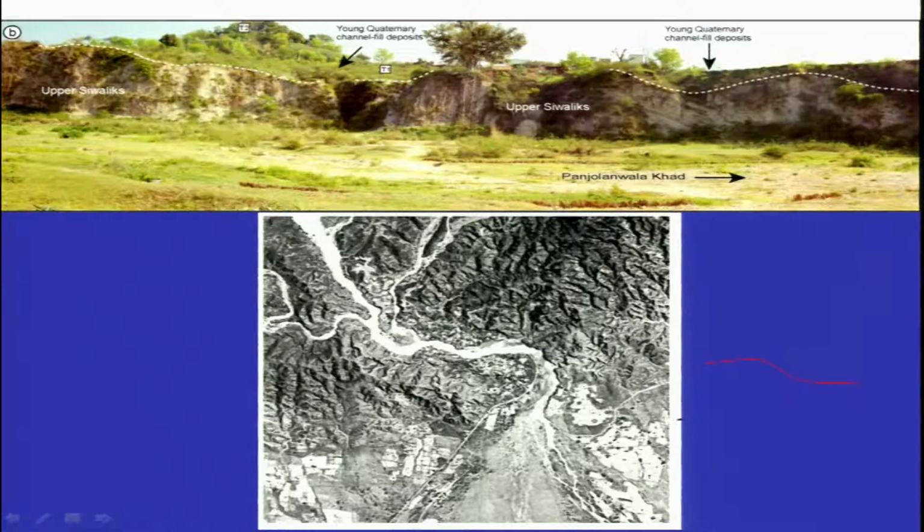And this white portion, which I will trace here, is the top portion, and this blackish portion is your escarpment here. Then you also have the incised valley. The photograph shown on the top was taken from this location, looking this side. So what you see in the field photograph is the incised channel, and on the top you have very young channel fill deposits.